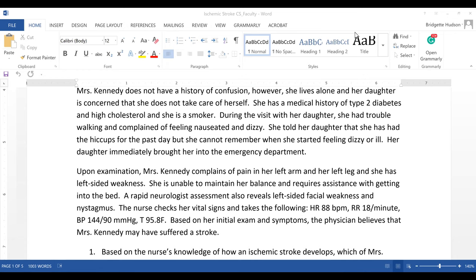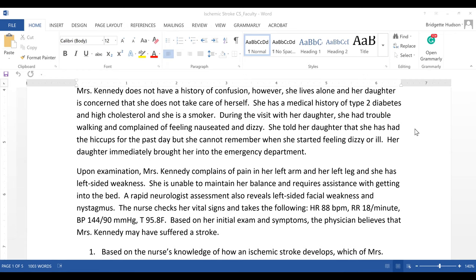On the right side. Perfect. She's unable to maintain her balance. Okay, so now we start thinking about lobes for which balance would be one of their central pieces, and requires assistance with getting into bed. A rapid neurologist assessment also reveals left-sided facial weakness and nystagmus.